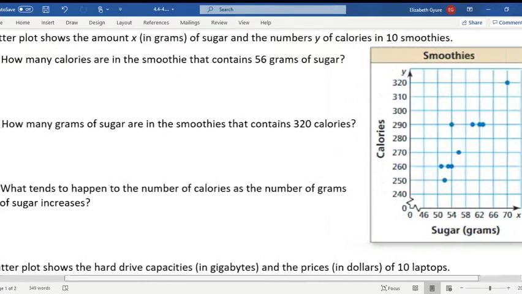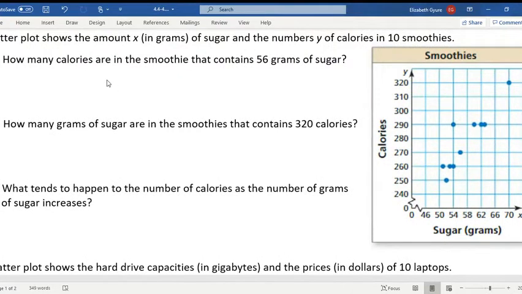All right, so part A says how many calories are in the smoothie that contains 56 grams of sugar? Alex, you said you knew? Yeah, it is 270. So to figure this out, you want to know the number of calories. So you go to 56 grams of sugar, which would be right here between 54 and 58, and go up, and then you hit this point, go over, that's 270. Good. So that would be 270 calories, and I'm just going to abbreviate as cal.